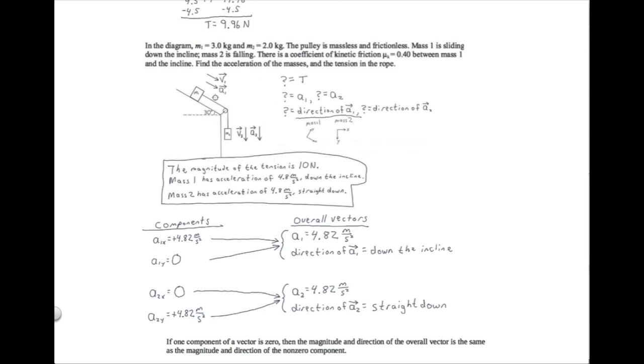Notice that I also drew the acceleration vectors here in the picture to emphasize that the direction of the acceleration for mass 1 is parallel to and down the incline, and the direction of the acceleration for mass 2 is straight down.